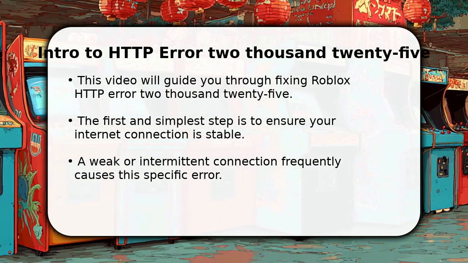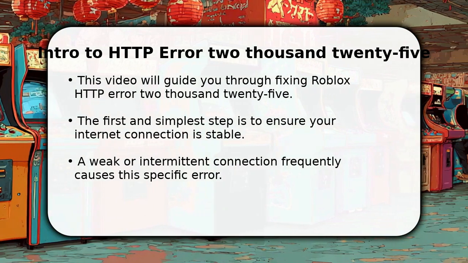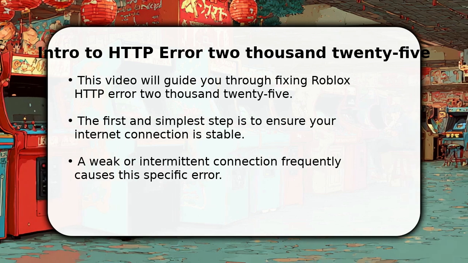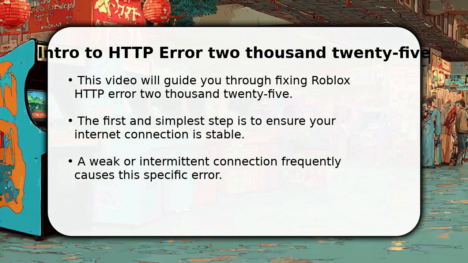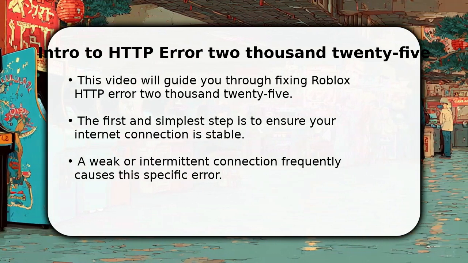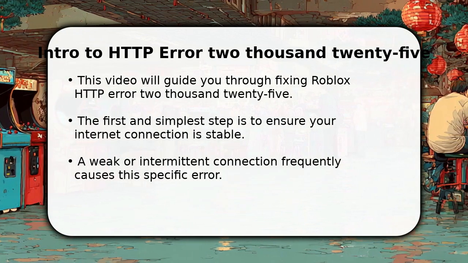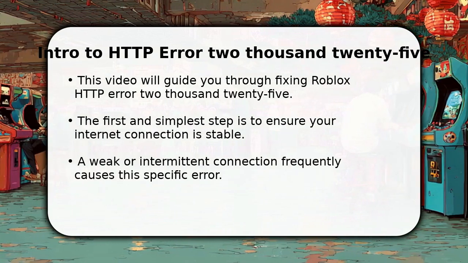Enjoy the video. In this video, I will explain how to fix Roblox HTTP Error 2025. First, you should always check your internet connection, as instability is a common cause for this error. Make sure your device is connected to a reliable network. You might also try restarting your computer or mobile device to refresh the connection before moving on. This basic step often resolves many temporary network glitches efficiently and quickly.